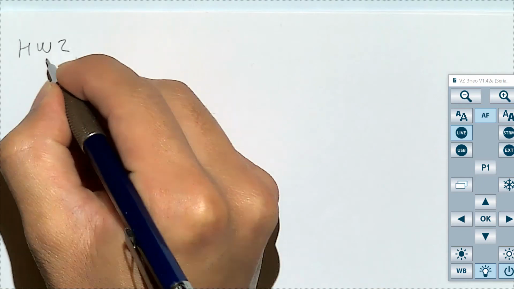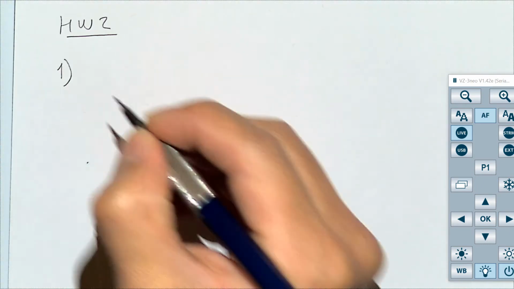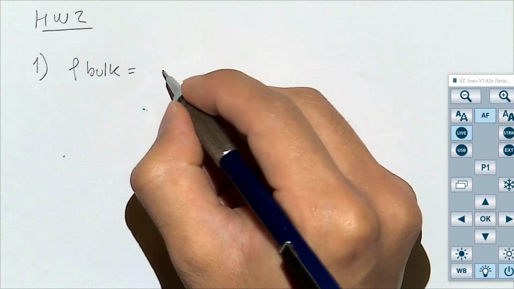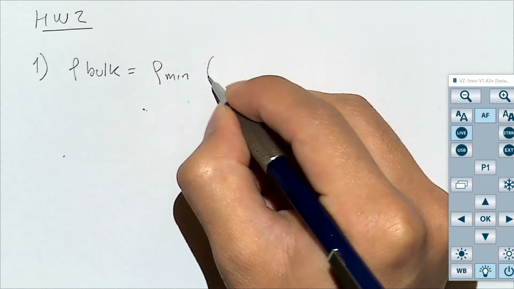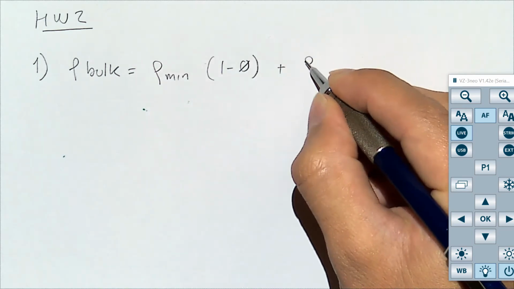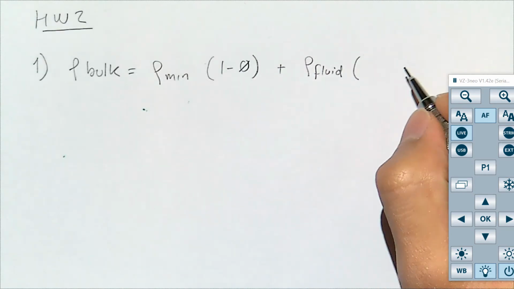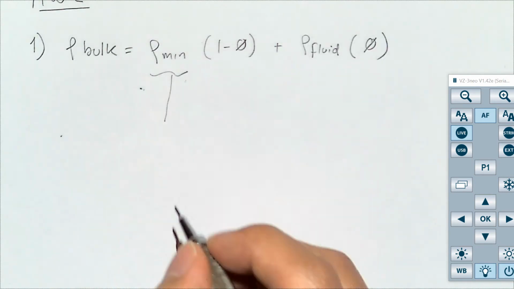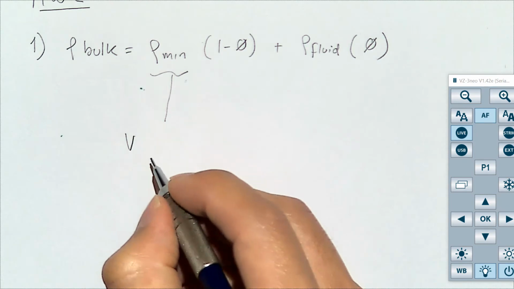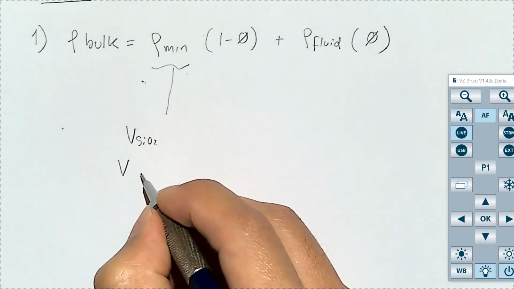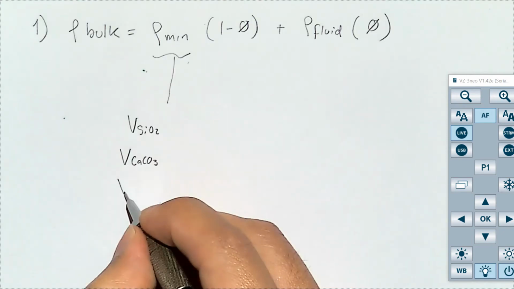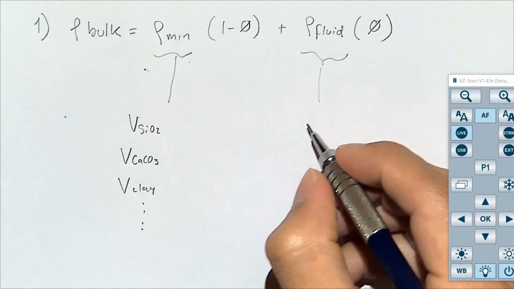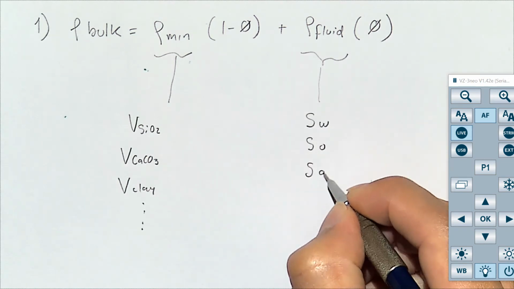This is homework number 2. This is problem 1. It's a problem of bulk mass density, which in general is going to be the density of the mineral part times 1 minus porosity plus the density of the fluid times porosity. The density of the mineral, remember, is going to depend on the volumetric fraction of, say, quartz, calcite, clay, anything. And the density of the fluid is going to depend on, for example, saturation of water, saturation of oil, saturation of gas.